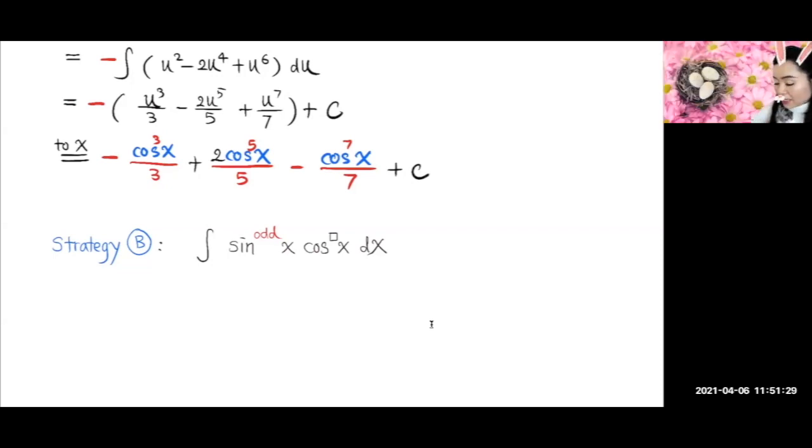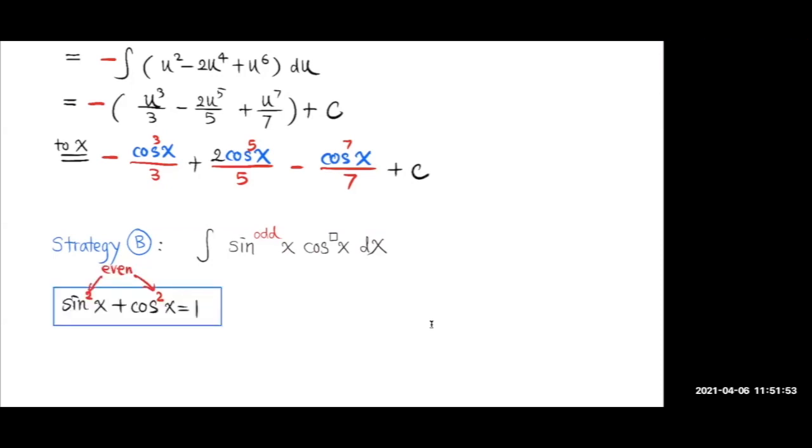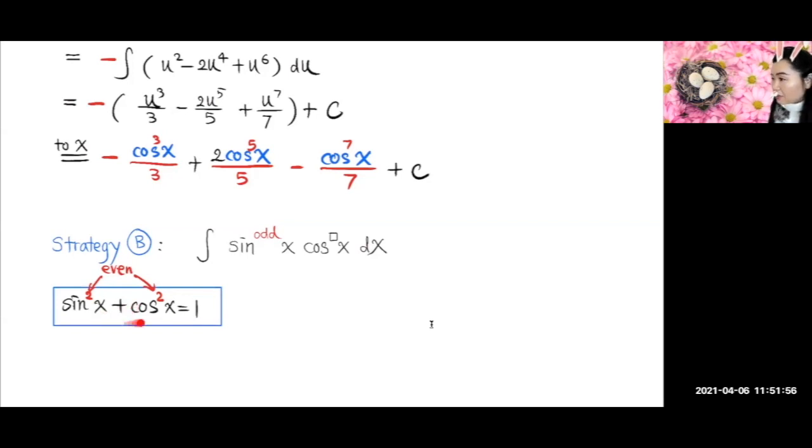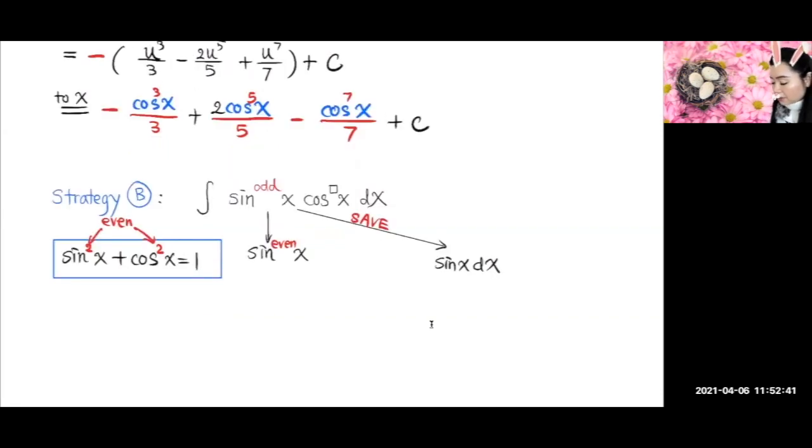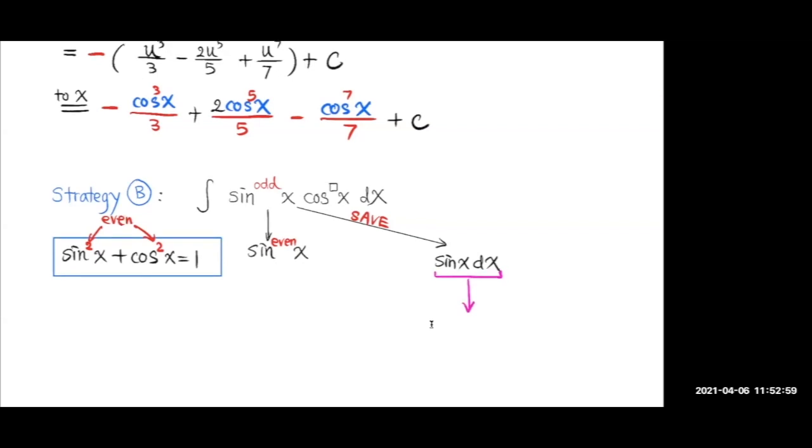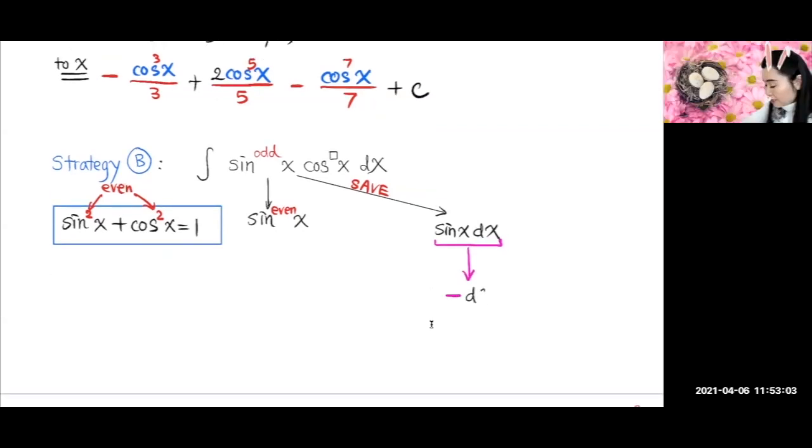Again, you think about that trig identity. Later on, we need to use this trig identity. To use this trig identity, the exponent on sine or cosine has to be even. So we want to turn that to be even. So you split it up, or you save one sine x together with dx. Now the remaining part here, the exponent on sine will be even. Then later you can use this trig identity. Now, after you save the sine x with dx, what does this turn into? Negative d cosine x.